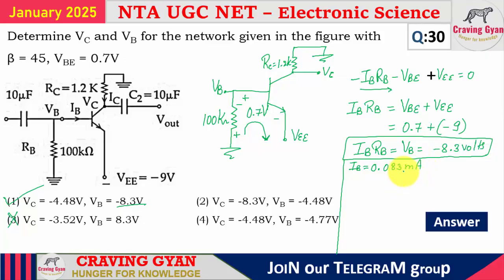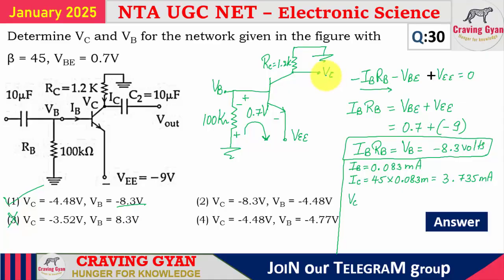Very, very important, right? Don't consider the direction, it is not at all required. Now, what is the value of IC? IC is given by beta times IB. What is the value of beta? 45, times the value of IB, 0.083 milliampere. So what is the value of IC? You are going to get 3.735 milliampere.